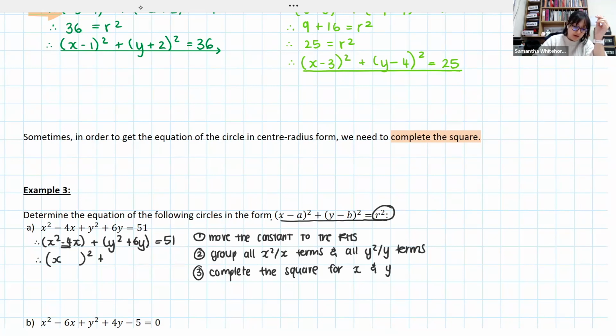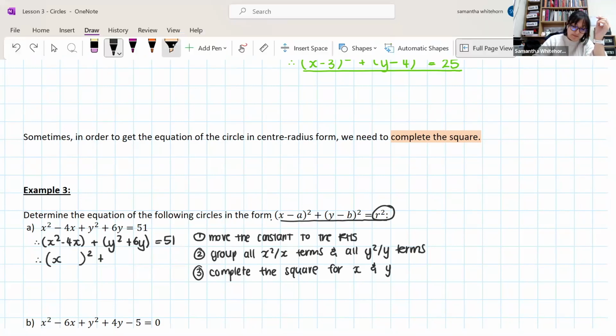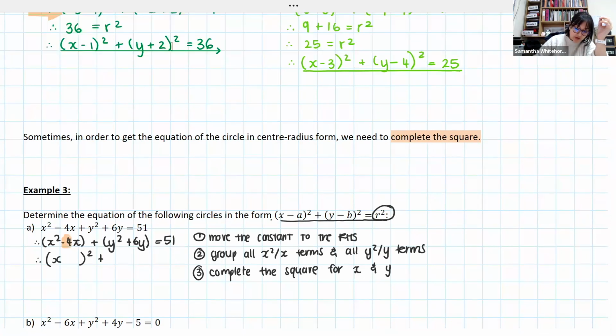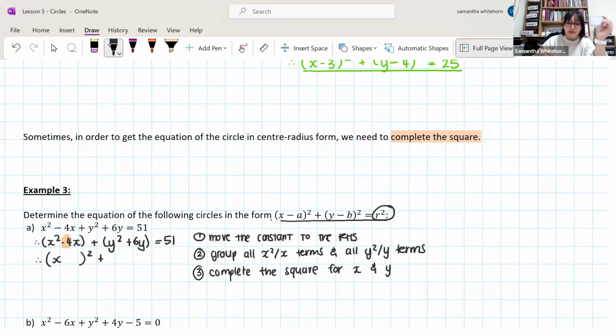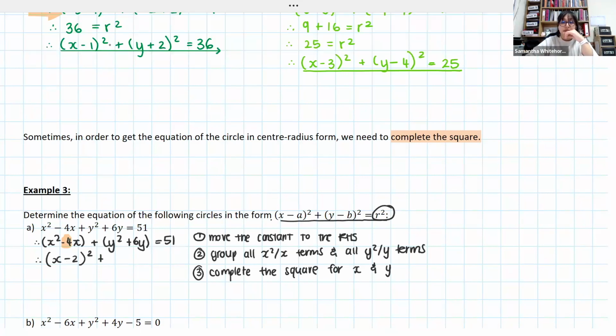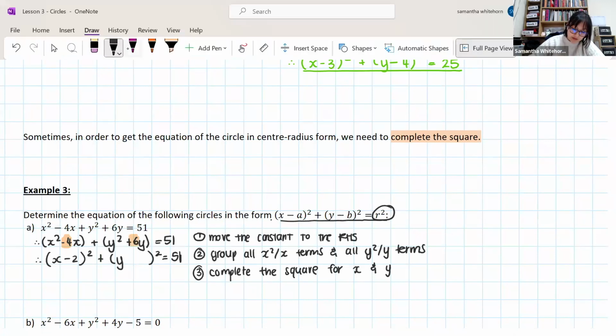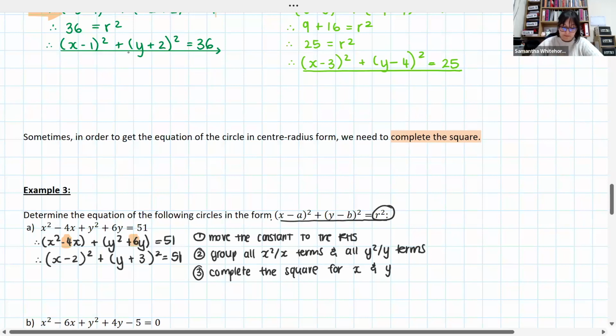Then you need to take the coefficient of your x term and halve it. So half of -4 is -2. Bracket done. I'm going to do exactly the same thing with y. To get y squared, I say y. Remember, it's going to be the bracket squared. I take the coefficient of y, which is +6, and halve it. So that becomes +3, and it's squared.